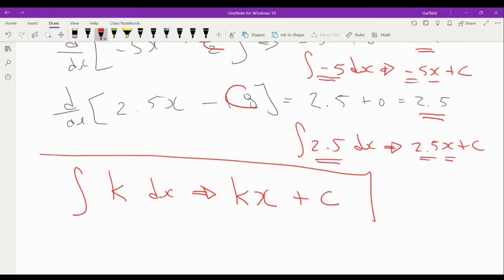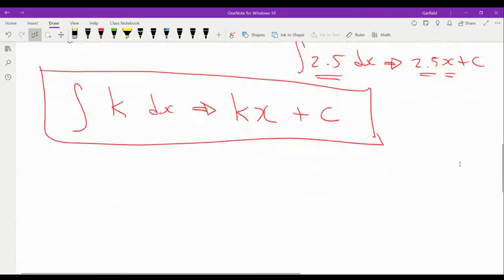So this is that rule, where k represents a real number not equal to 0. Why is it not equal to 0? Because the constant c is what we get when we're finding an integral of 0. That's why.